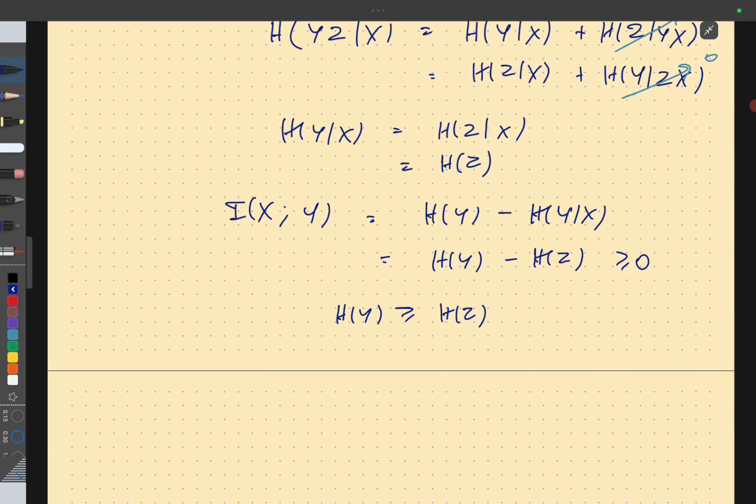And likewise, h of y is always greater than or equal to h of x. You can prove this in an identical fashion, just by computing the mutual information between x and z. So this basically tells you that if I take two independent random variables and add them together, then the entropy can only increase. It can't decrease.